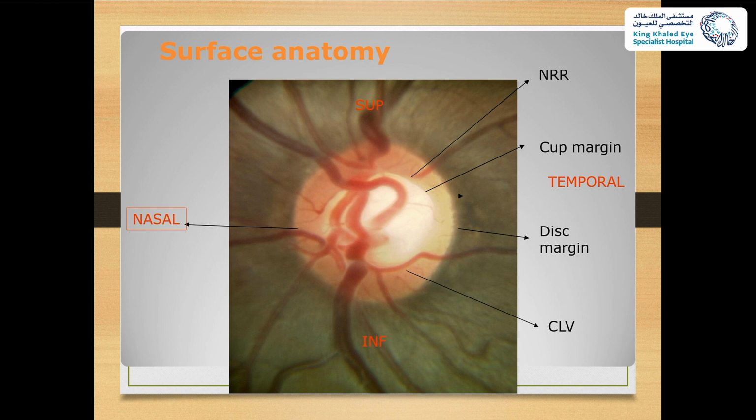Let's talk a little bit about the surface anatomy of the optic nerve. As you see, this is the neuroretinal rim. This is the most important finding you should look at first when you look at the optic nerve, in addition to the cupping. This is the nasal side, this is the temporal side, this is the cup margin, and this is the disc margin.